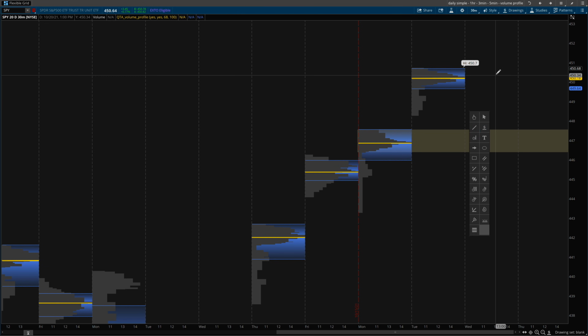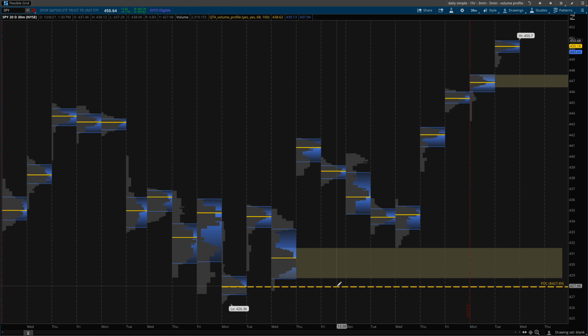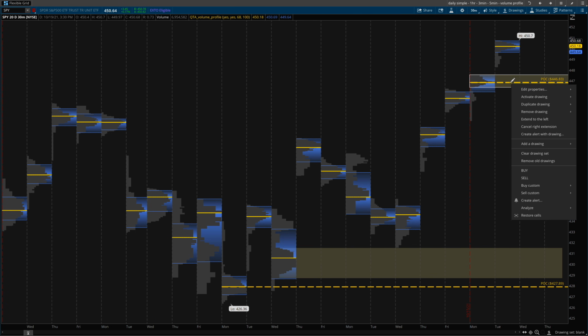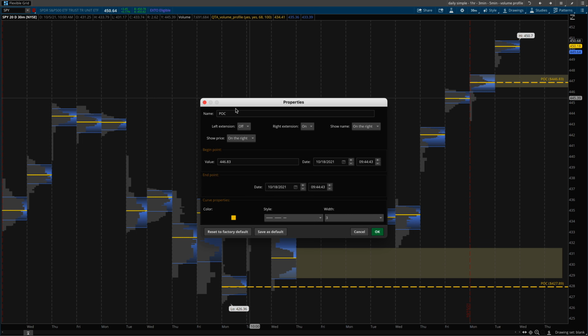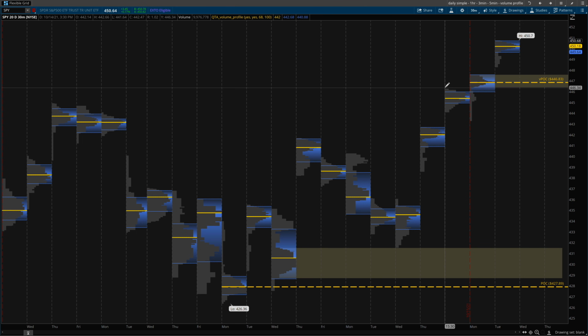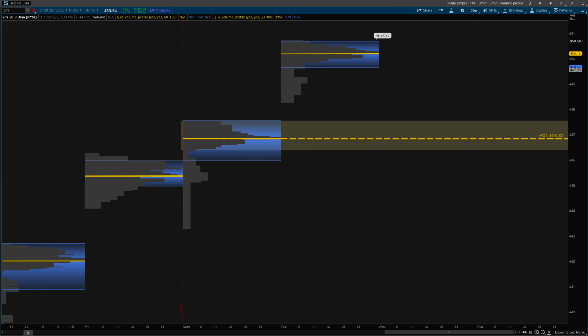Next, you'll obviously want to do the same thing. Let's just duplicate this right here so we don't have to keep redrawing the same levels, and then drag this up and leave it right there. And this would be our point of control. In this particular case, since it has not been touched, I usually just rename it. I put a V in front of it so that way I know it's a virgin point of control, which means it's a much stronger point of control because it has not been touched before.